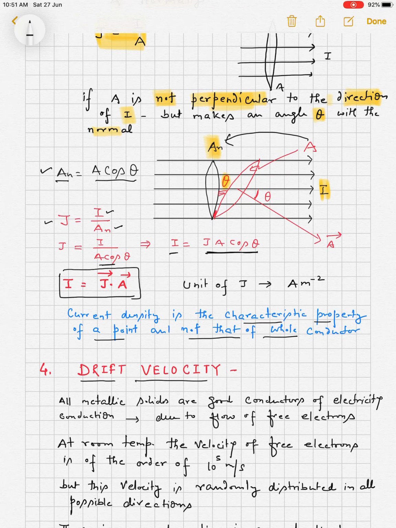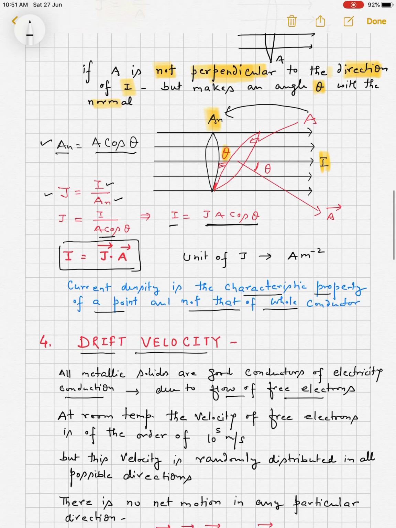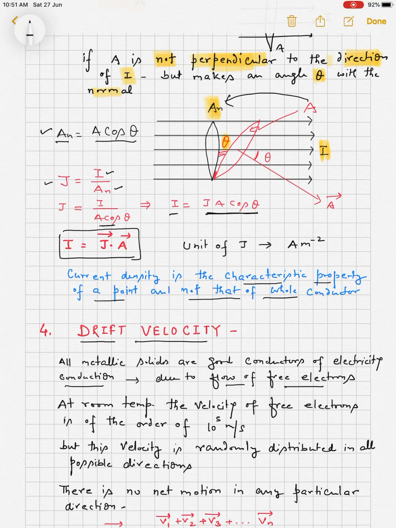All metallic solids are good conductors of electricity, and the conduction in these metallic conductors is due to the flow of free electrons. At room temperature, the velocity of free electrons is of the order of 10 to the power 5 meter per second.